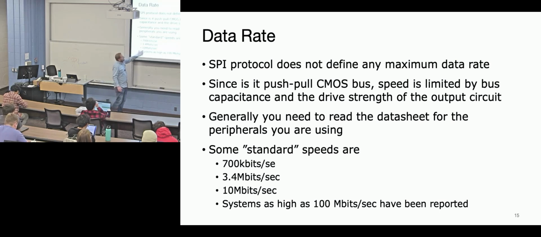Here are some standard frequencies that you'll often see manufacturers go for.